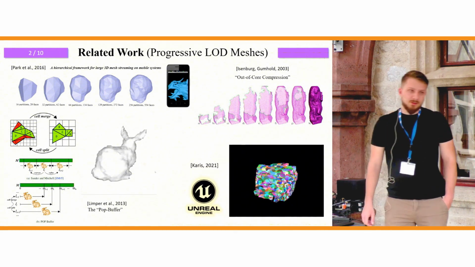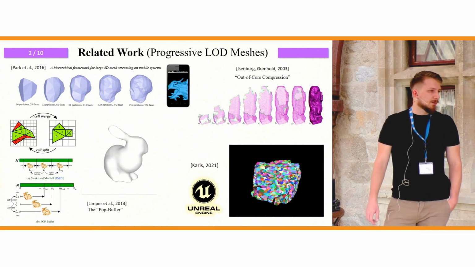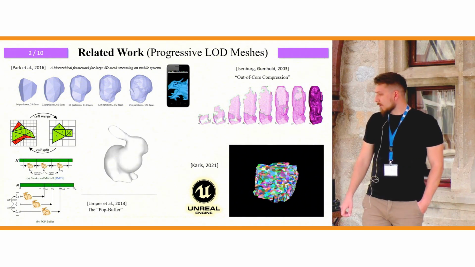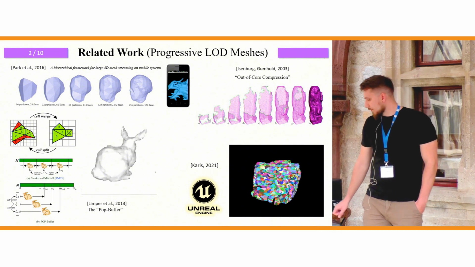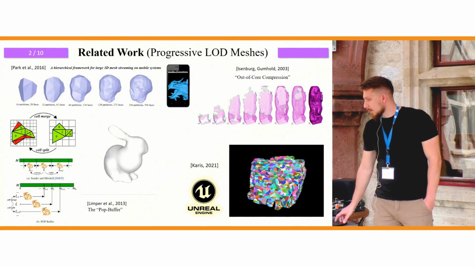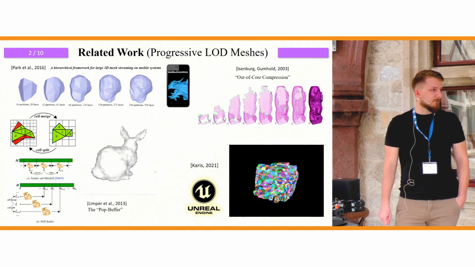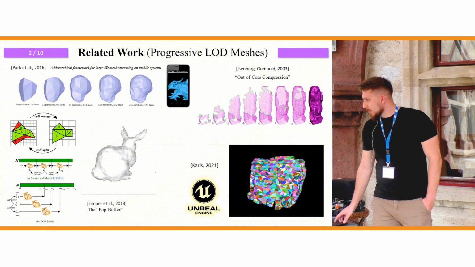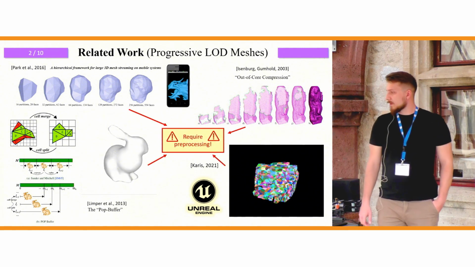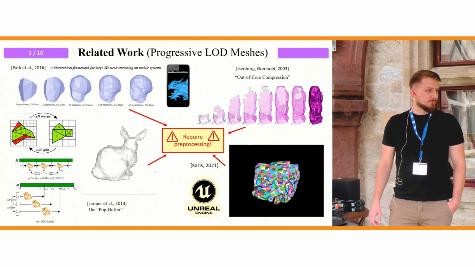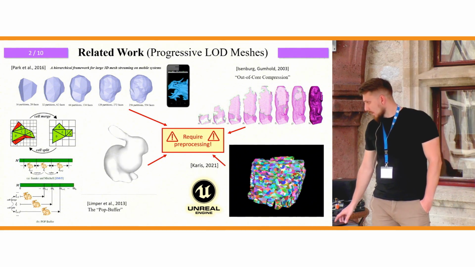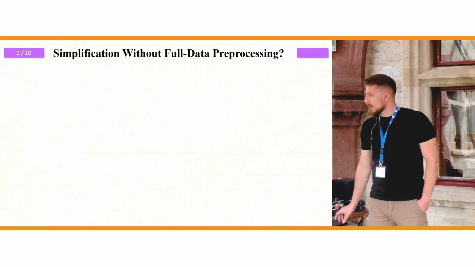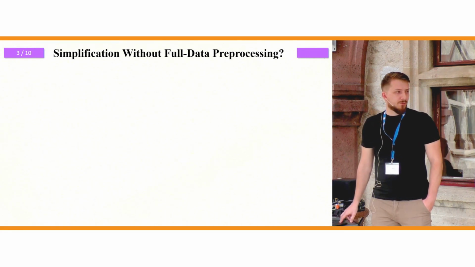And then we, of course, must not forget the state-of-the-art Nanite, which generates these clusters and views them according to a directed acyclic graph cut, so that was also mentioned here. But the problem with all of these approaches is that all of them require preprocessing. So how do we not do that? How do we simplify all of the mesh data without preprocessing?